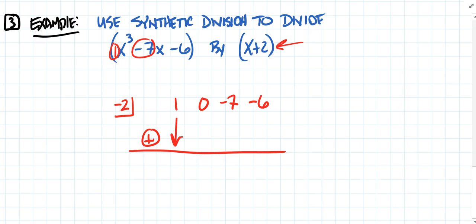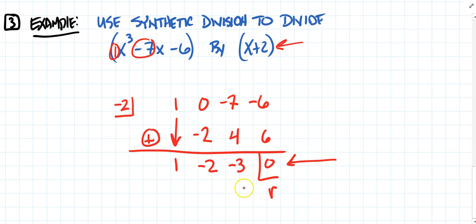Let's bring the 1 down. Okay, so what's 1 times negative 2? It's worth negative 2. Add vertically, I get negative 2. Negative 2 times negative 2 is a positive 4. Add vertically, negative 7 plus 4 gives me negative 3. Negative 3 times negative 2 is a positive 6, and I get 0 as a remainder. This is going to be very, very cool coming up. This is going to tell us something very interesting.